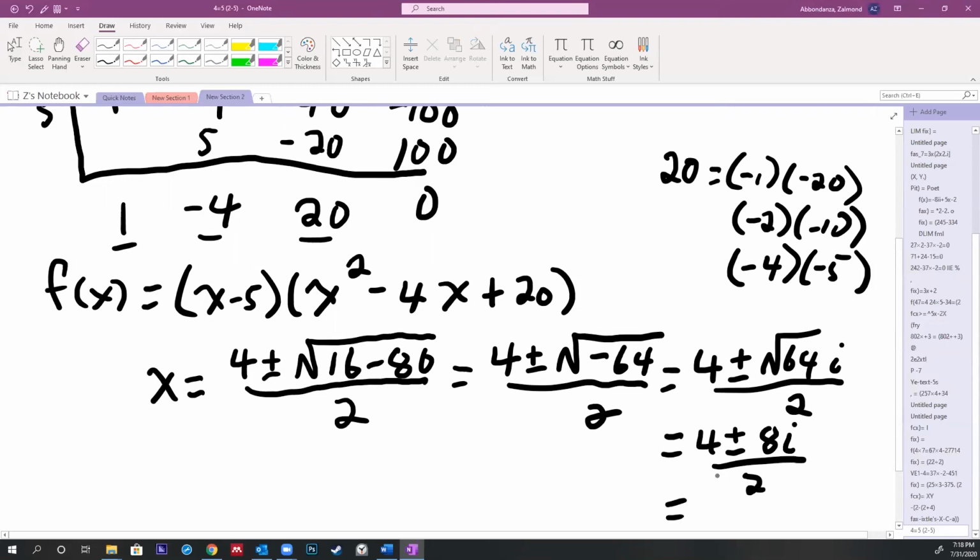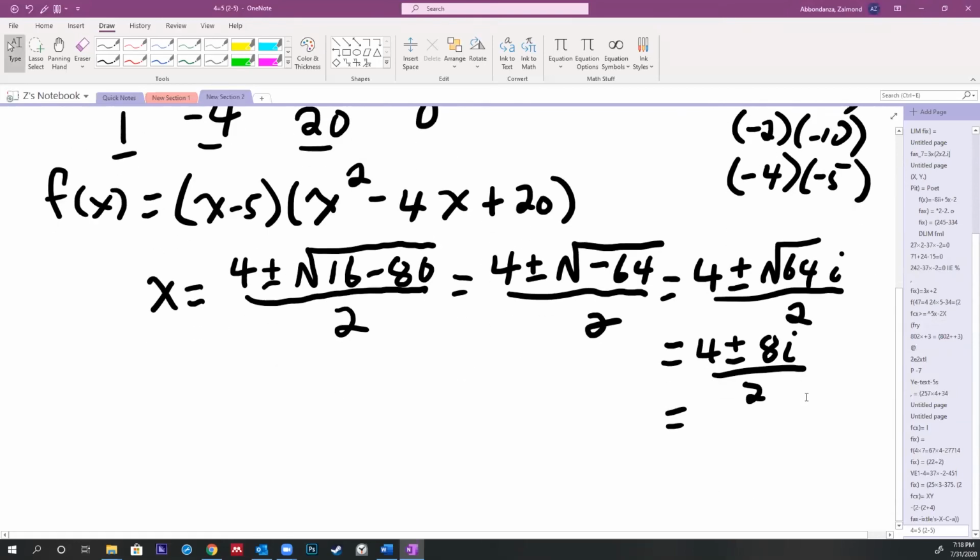And simplifying this into the proper form for a complex number, 2 complex numbers, is 4 over 2, which is 2, plus or minus 8i over 2, which is 4i. So 2 plus or minus 4i are my 2 other roots. So finally, I would say, and that's actually the answer to the question. They're asking you what are the remaining roots.